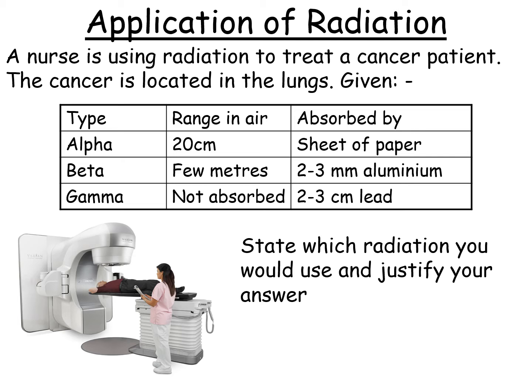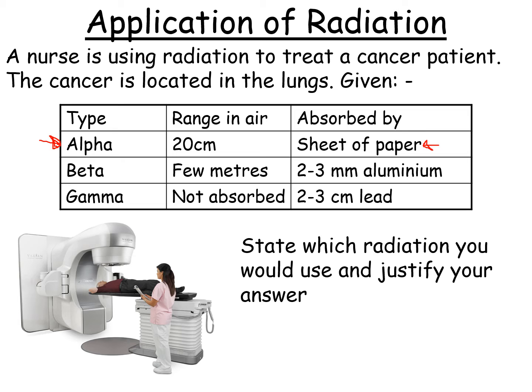Okay, so hopefully you've tried that and you've given me an answer. Now for me, the answer would be either beta or gamma radiation. You definitely wouldn't use alpha, and hopefully you're able to tell me the reason for that is because it's got a short range, so it's not likely to get very far in the body. And secondly, it's really, really easily absorbed, so it's more likely to be absorbed by the skin and it wouldn't go any further into the body.